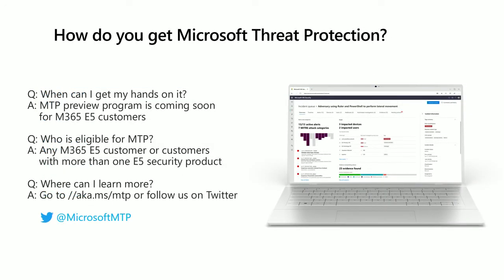And if you're wondering how you actually get MTP in preview once we're out, we will be coming soon to M365 E5 customers. Eligible customers are any customer that has M365 E5 or more than one of the E5 security licenses. And we have aka.ms/mtp, or follow us on Twitter if you'd like to get more information.